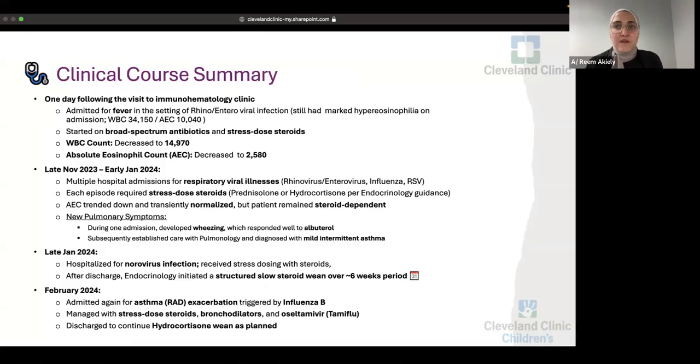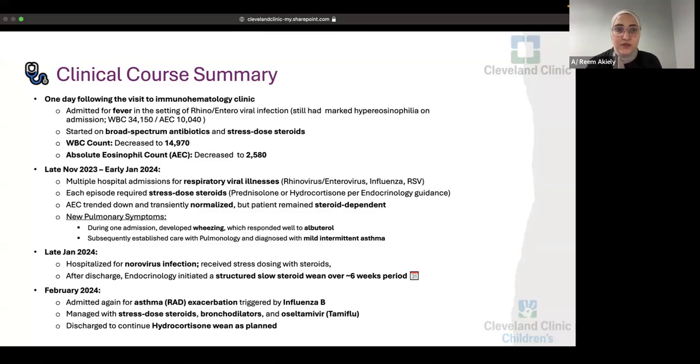However, the patient did not have a very smooth course afterwards, as he had multiple admissions starting the day after his clinic visit. He had a fever, thus was admitted as a sepsis rule-out. His white blood cell count on admission was 34,000, and his absolute eosinophil count was 10,000. He ended up testing positive for rhinoenterovirus again. He was started initially on broad-spectrum antibiotics, and because he was on a steroid taper, he received stress dose steroids.